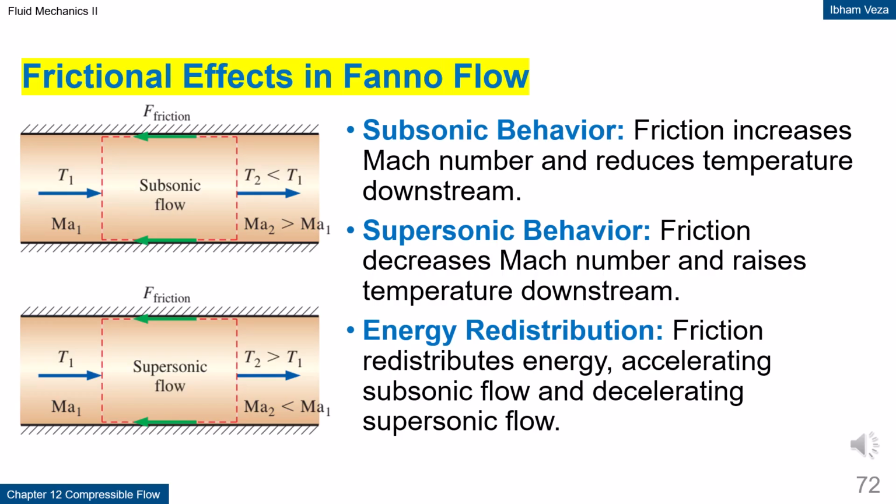Frictional effects in Fanno flow. In subsonic flow, friction increases the Mach number and reduces the temperature. In supersonic flow, friction decreases the Mach number and increases the temperature. Both types of flow move toward sonic conditions. This shows that friction always drives the system toward the critical state. This behavior is a characteristic of Fanno flow.